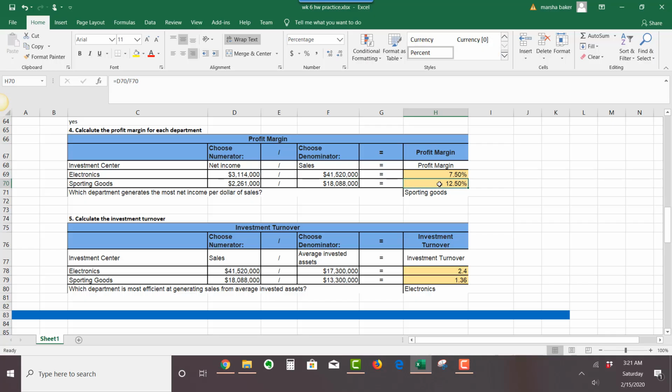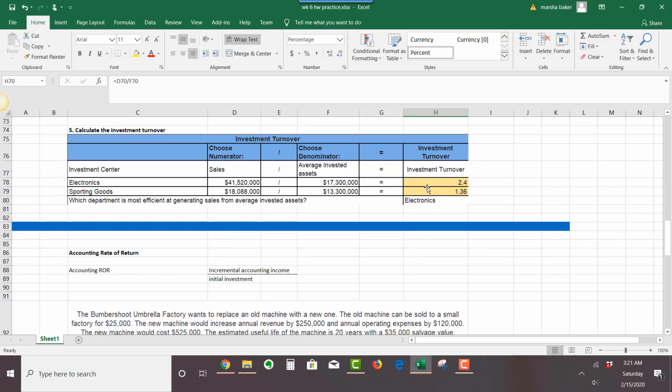So think of it this way. For every dollar of sales that electronics has, 7.5 cents is profit. And for every dollar of sales the sporting goods has, 12.5 cents is profit. So therefore, the sporting goods is a little more profitable, even though the sales aren't quite as big. But dollar for dollar, the sporting goods department is a little more profitable.